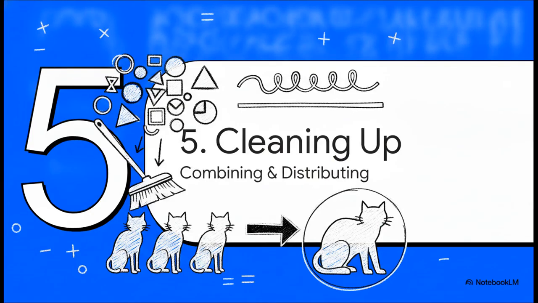Section 5. Cleaning up, combining, and distributing. To make our mathematical sentences as concise and elegant as possible, we really need to learn how to clean up messy expressions. I mean, just like you wouldn't write, I have a cat, and I have a cat, and I have a cat, you definitely wouldn't leave a math sentence full of repetitive, clunky elements.